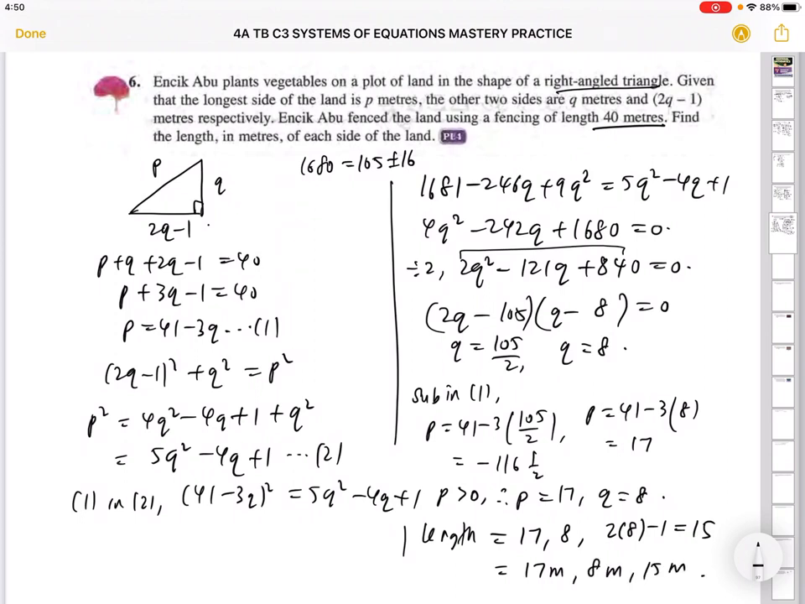Okay, that's number 6. Yeah, I need to hurry up. A few more to go. Quite a lot more to go. All right, so let's look at number 7.